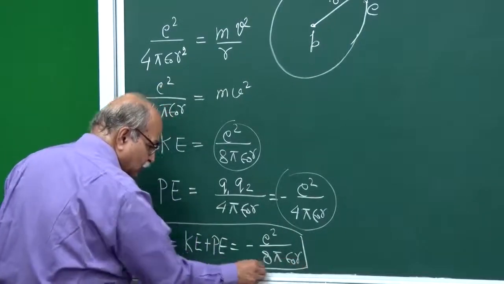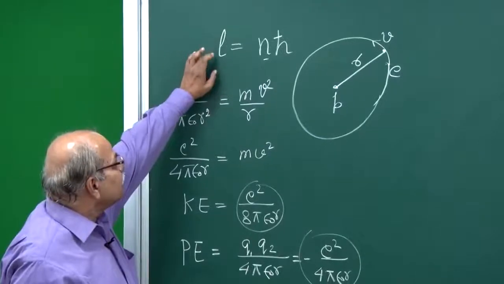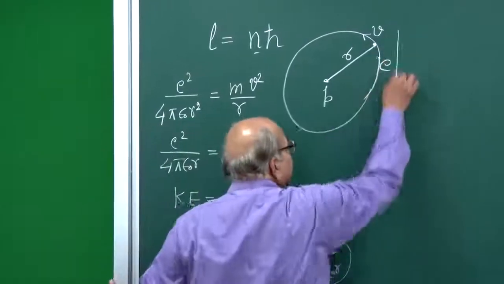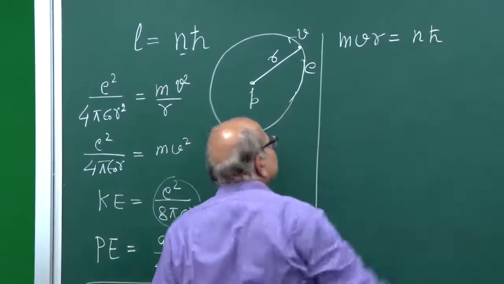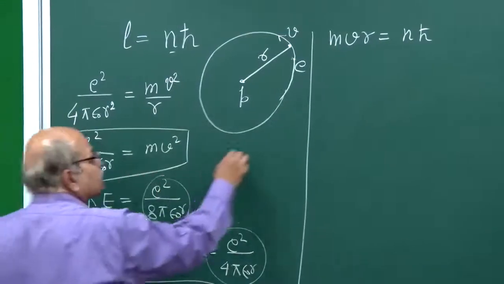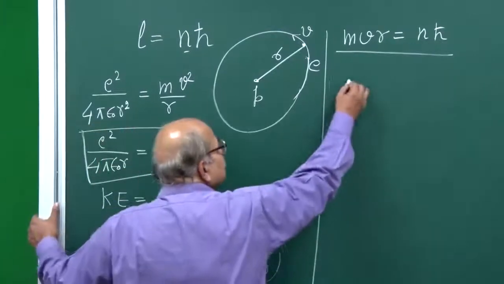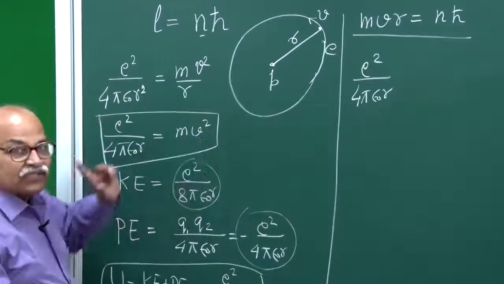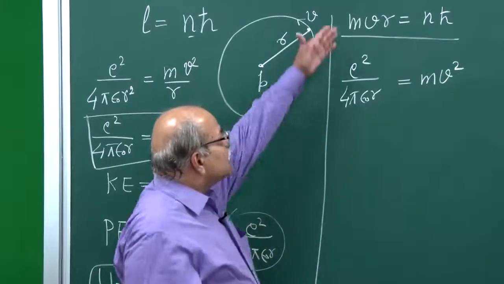In terms of r, we still do not know what this r is. To get this r, we should use the equation L equals n times h cross. The angular momentum is m times v times r, and that should be equal to n times h cross. So eliminate v from these two equations. Here you have E square over 4 pi epsilon naught r equal to m times v square.